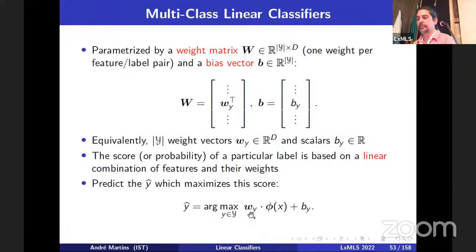So for every candidate label y, we take the corresponding weight vector w_y, which is a row of this matrix. We multiply it by the feature vector phi of x. We add the bias coefficient b_y, and this is going to give us a score. We're going to do that for every candidate label, and then you pick the label that has the highest score. So this corresponds to this argmax operation. We are going to pick the label y hat that maximizes this score.